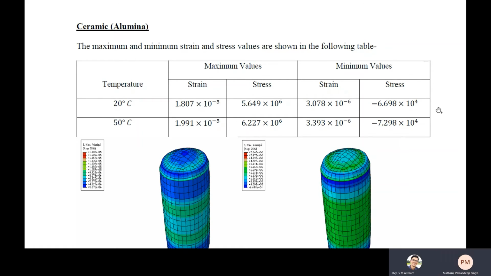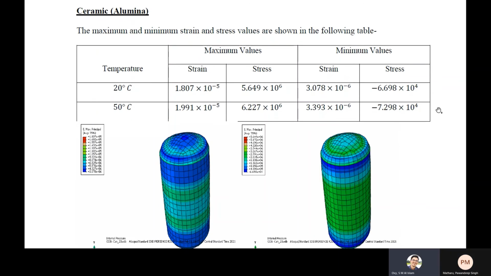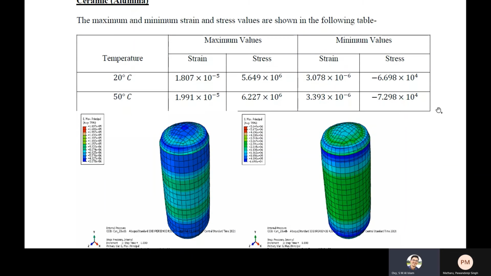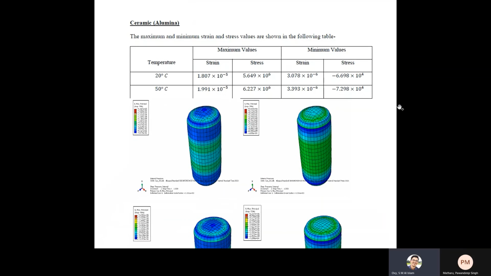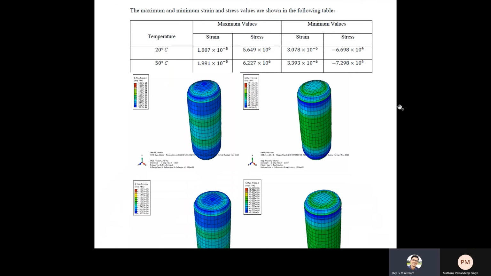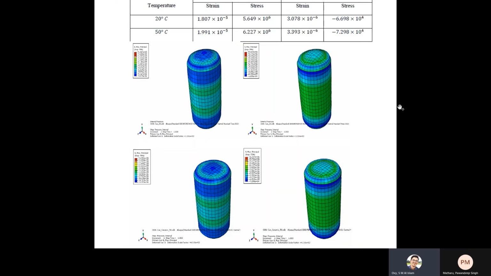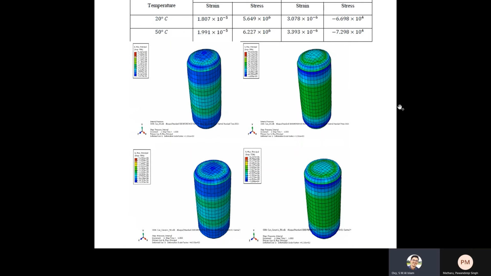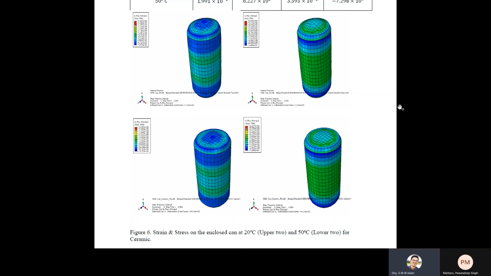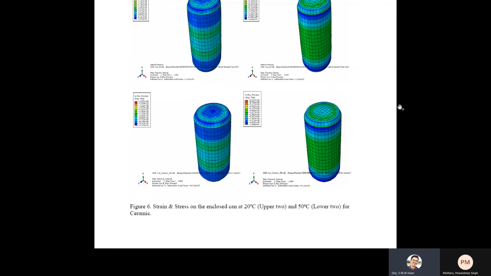Here, the simulation is done for ceramic. We choose alumina as the ceramic material. The density, Poisson ratio, and the modulus are already written above. And the simulation is done for 20 and 50 degrees, and the max stress and strain values are also given here. And when the temperature increases, the stress and strain both increase.